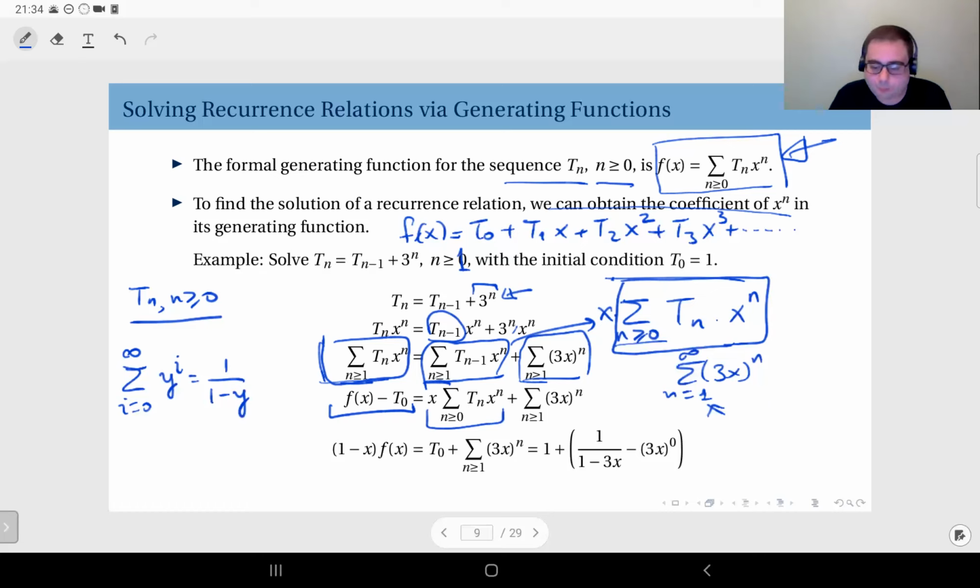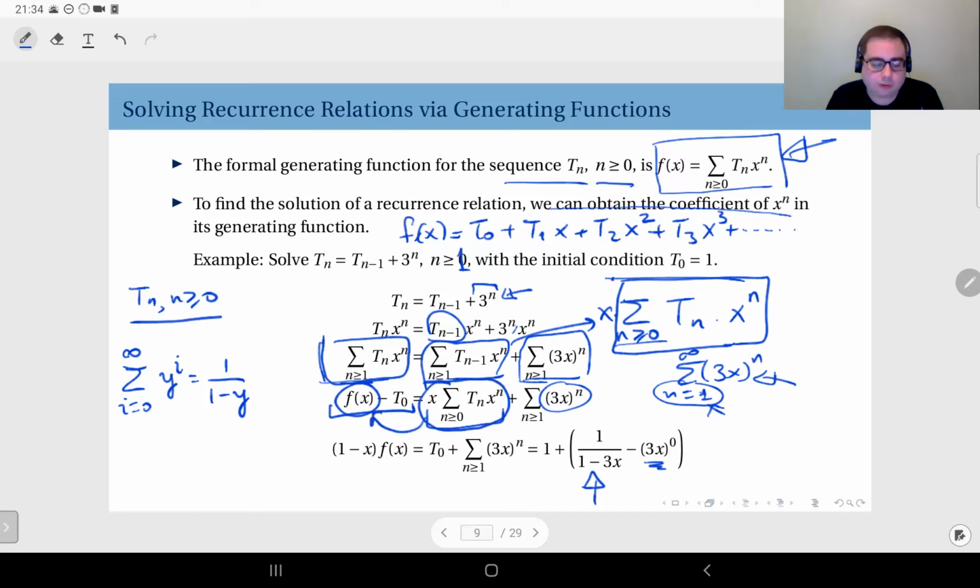Therefore, my summation here is missing only one term again. If I had started this from 0, that would have been 1 over 1 minus 3x. So if I subtract the term for n equals 0, which is 3x to the power 0, I get this. Okay, so what I have here is the generating function, and x times the generating function here.